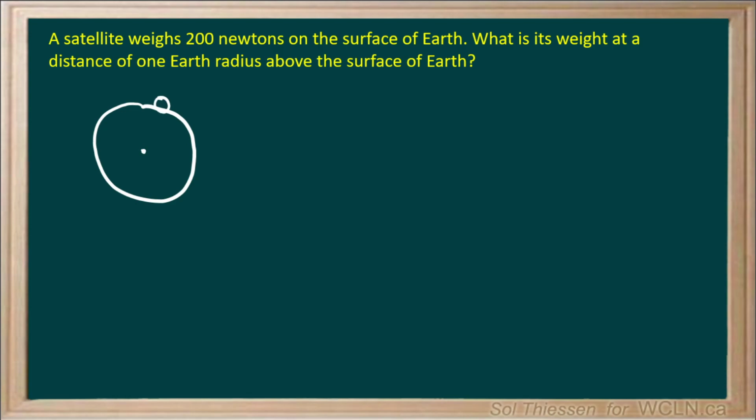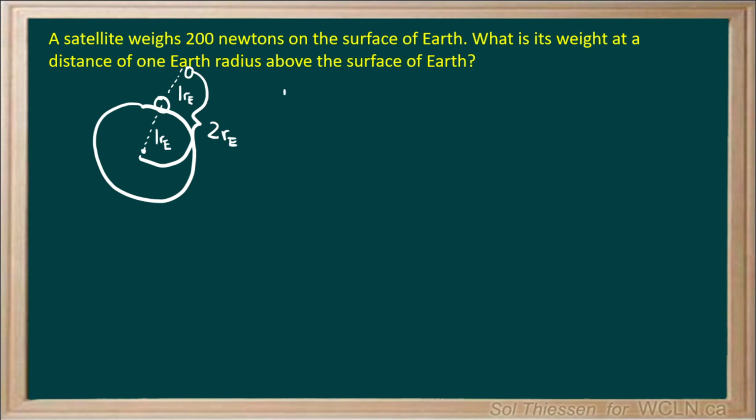satellite here, of course it wouldn't be that big if this was drawn to scale. The satellite would be 1 Earth radius away, and if we move it a distance of 1 Earth radius above the surface of Earth, so that distance again, then in total it would be 2 Earth radii away.